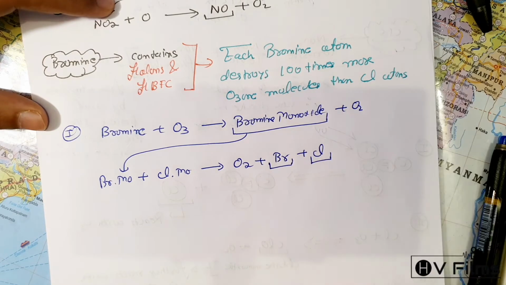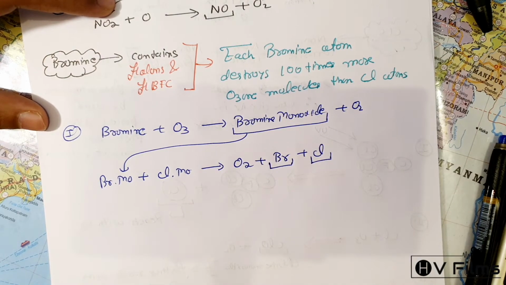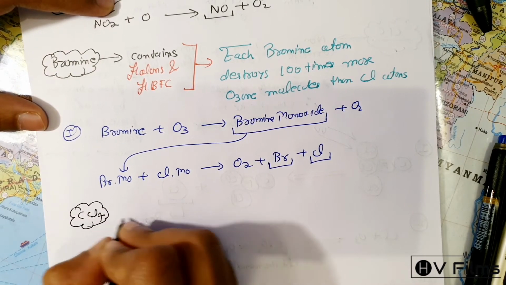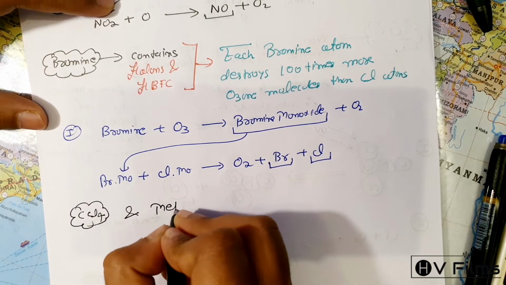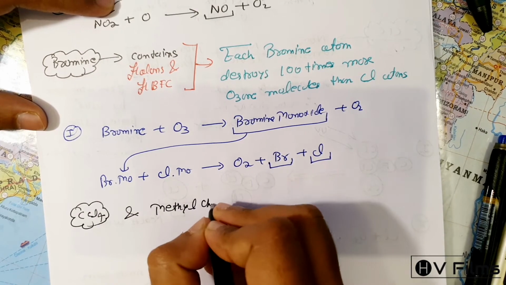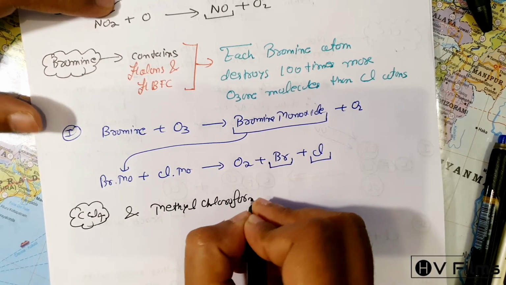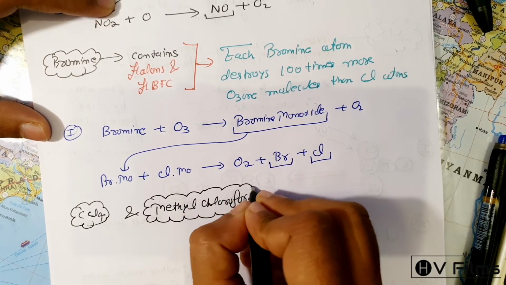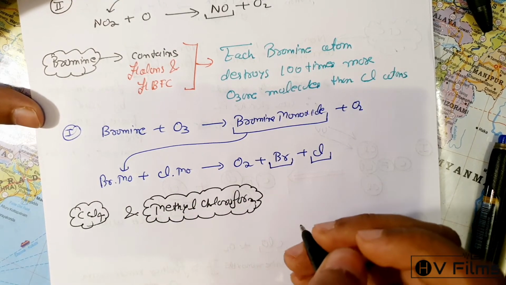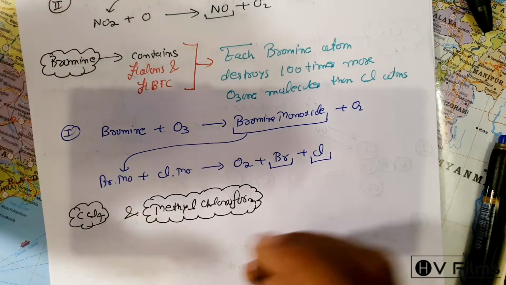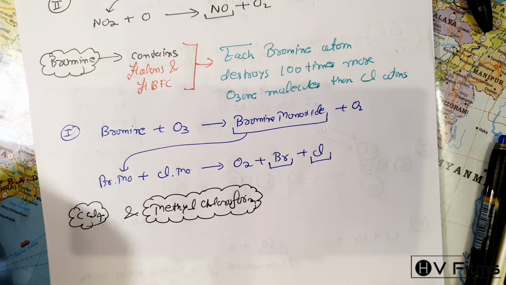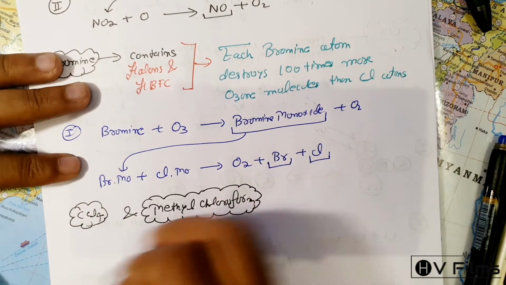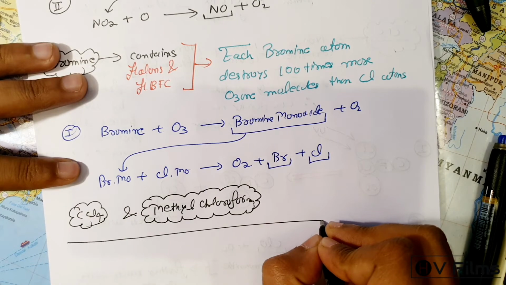The similar concept applies to the other two gases, carbon tetrachloride, CCl4, and methyl chloroform. You need to remember the names of these gases. The details maybe they won't ask you, but still you should know, because if the question comes in the main exam on how ozone depletion occurs, then you can mention these things. So all of these major six gases destroy the ozone.